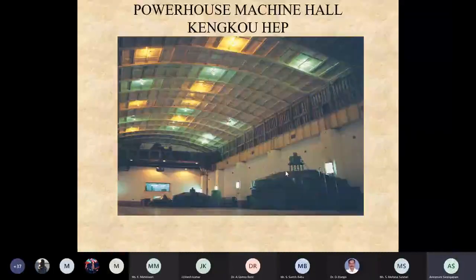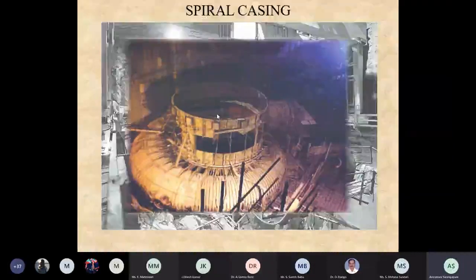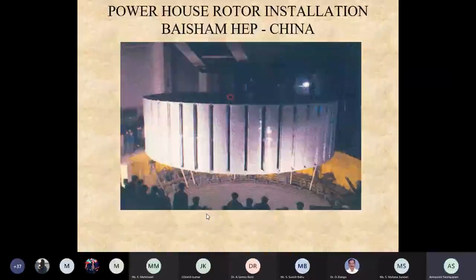This is Tehri. This is the turbine. This is the turbine spiral case. We will have the turbine wheel inside. The water will flow here, and it will rotate, and it will go below. Yeah, here the water will come. It will rotate, and it will go below to the draft tube. And this is the rotor. This is the stator, where the generator is there.